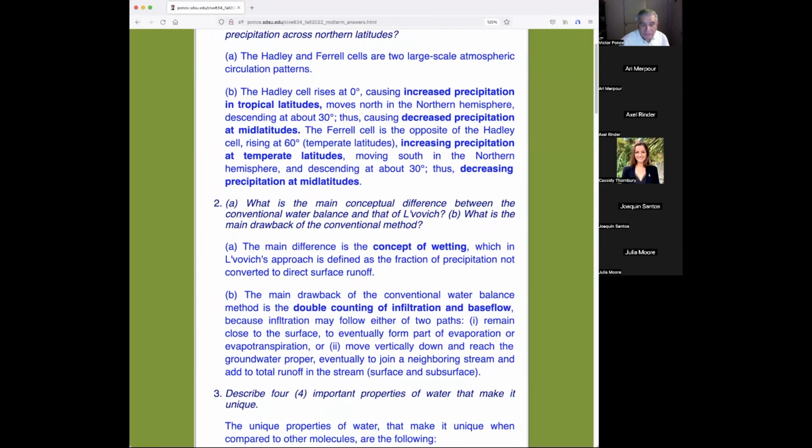Let's move to number 2. A, what is the main conceptual difference between the conventional water balance and Lvovich's? What is the main drawback of the conventional method? Okay, the first thing I was looking for in here is that the main difference is the concept of wetting, which was developed originally by Lvovich. Prior to the work of Lvovich, which I believe is dated 1979, I could be wrong. Maybe he has an earlier paper, which I have not read, which is probably in Russia.